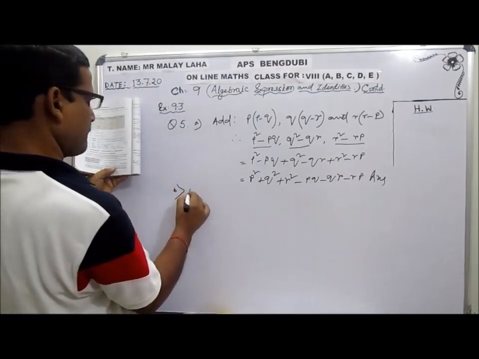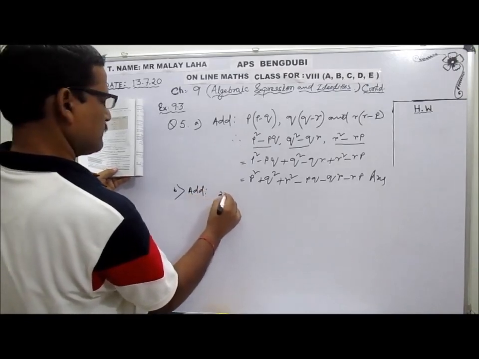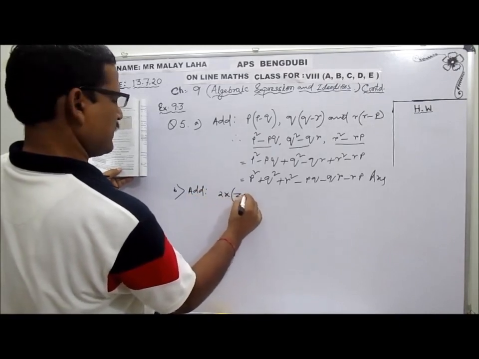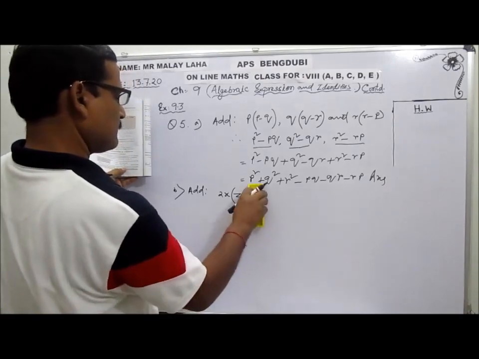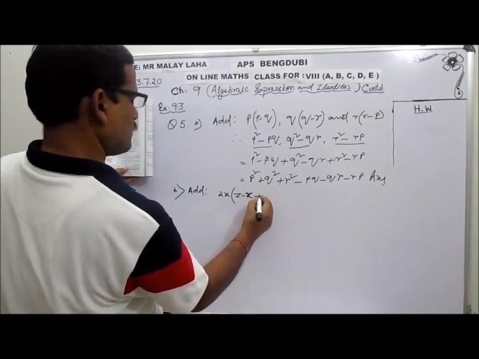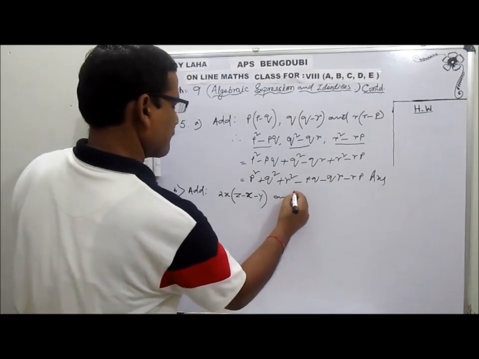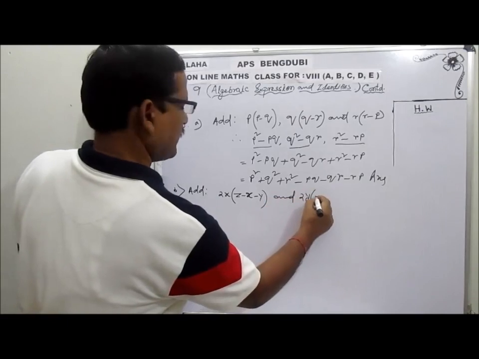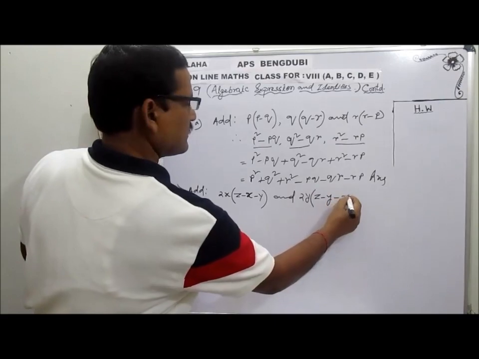B, add. Instruction is add 2x into z minus x, z minus x, z minus x minus y, and 2y into z minus y minus x.